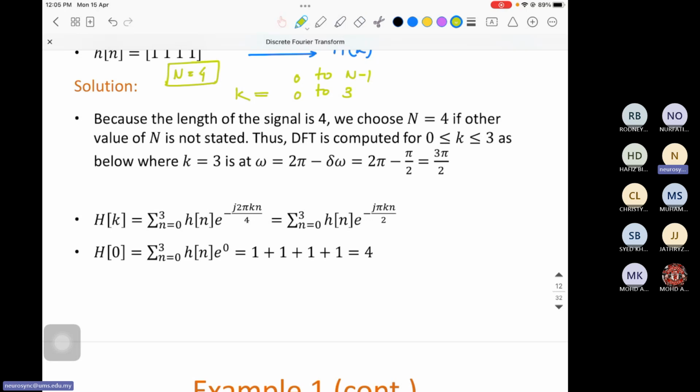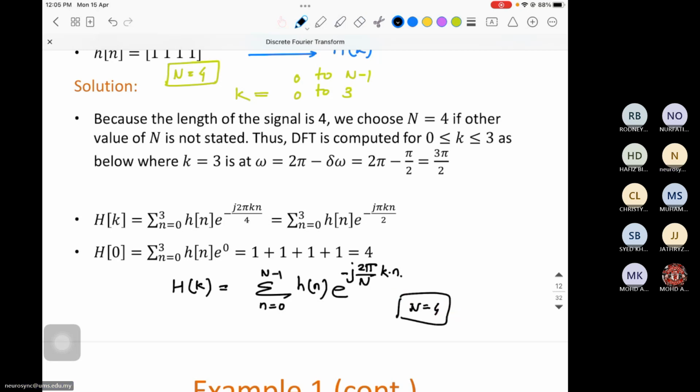First step is what? Apply the DFT formula here. So I will say that capital H of k is equal to summation from n equal to 0 to N minus 1 of h of n, e to the power minus j 2 pi by capital N, small k into small n. Now if you put the value N equal to 4 here, you will get this.